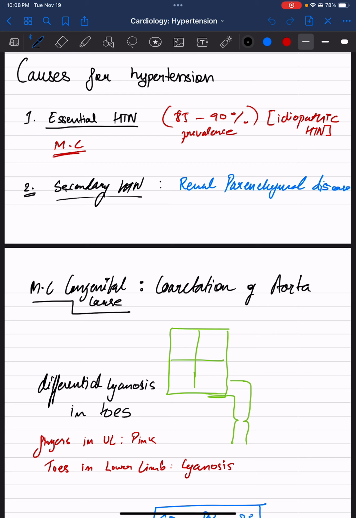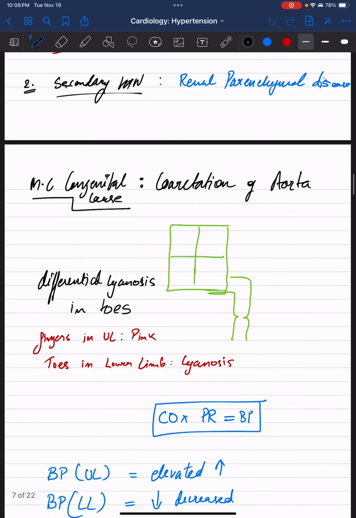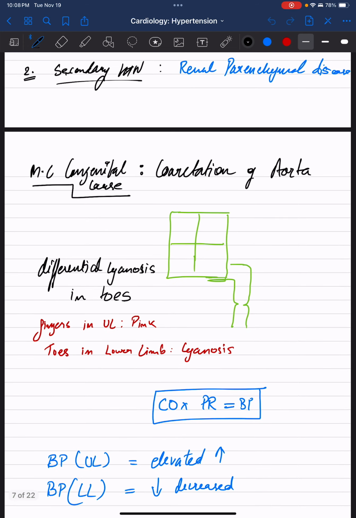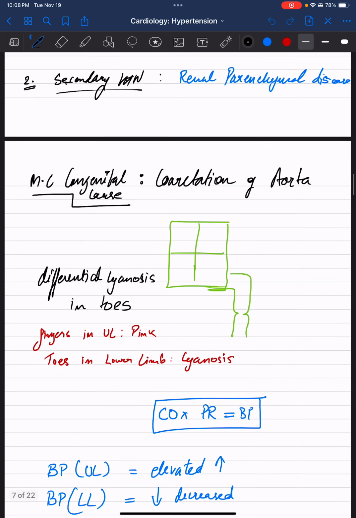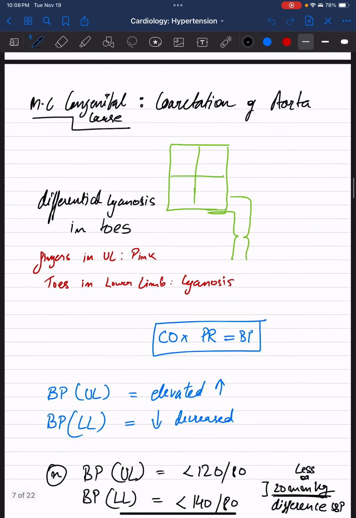type of hypertension, and it has a prevalence rate of 85 to 90%. Then the next one is secondary hypertension, which can be caused due to a renal parenchymal disease, due to renal diseases. And the most common congenital cause for secondary hypertension is coarctation of aorta. Renal disease is not a congenital cause, but the most common congenital cause is coarctation of aorta.